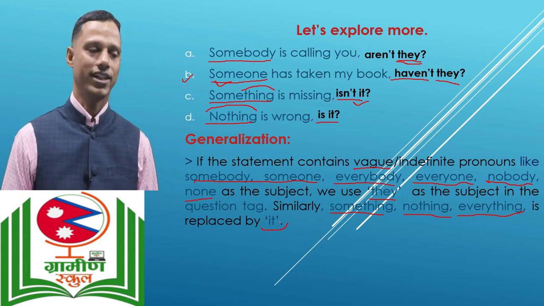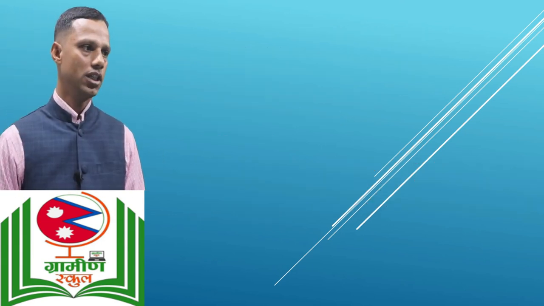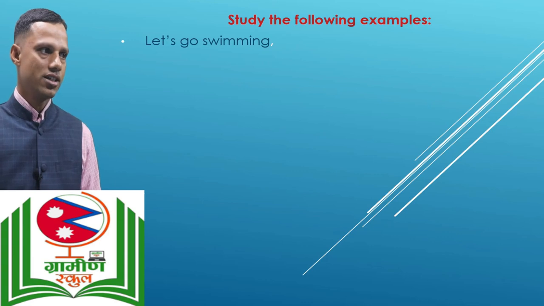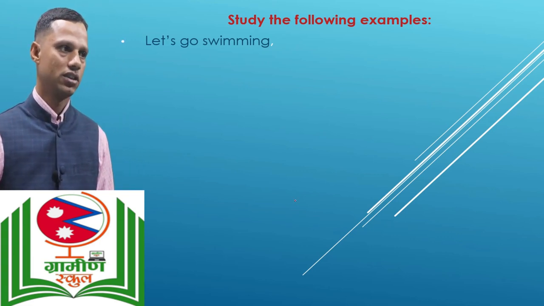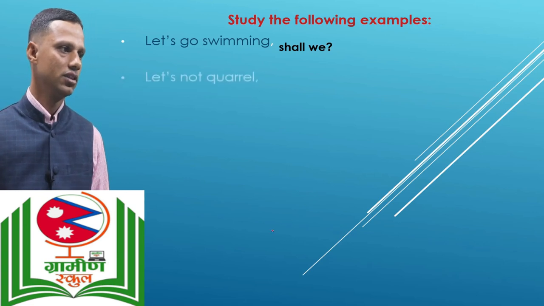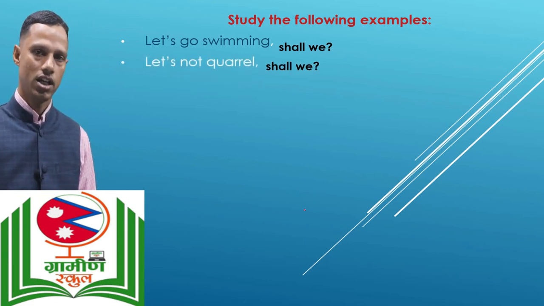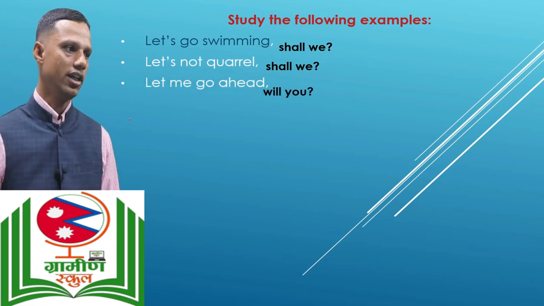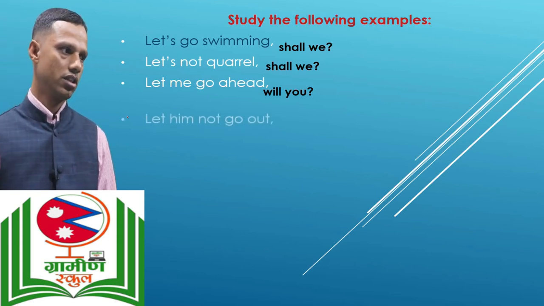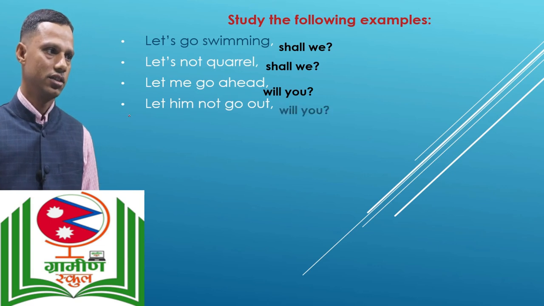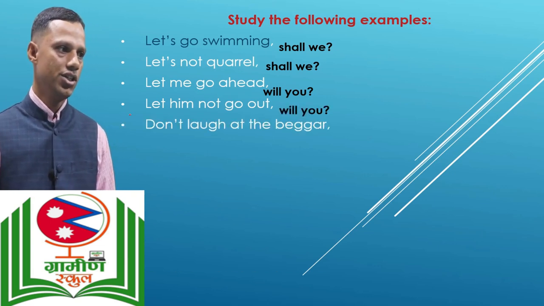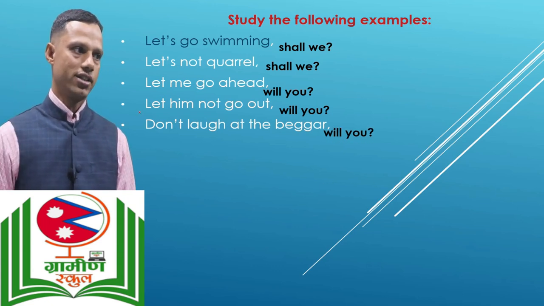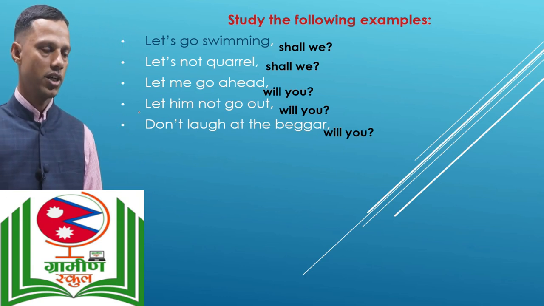Did you get the idea? Right. Okay, now let us move on to the next. We have some more examples over here. Let's go swimming. Shall we? Let's not quarrel. Shall we? Let's go ahead. Will you? Sorry, let me go ahead. Will you? Let him not go out. Will you? Don't laugh at the beggar. Will you? Now let's see these examples once again.